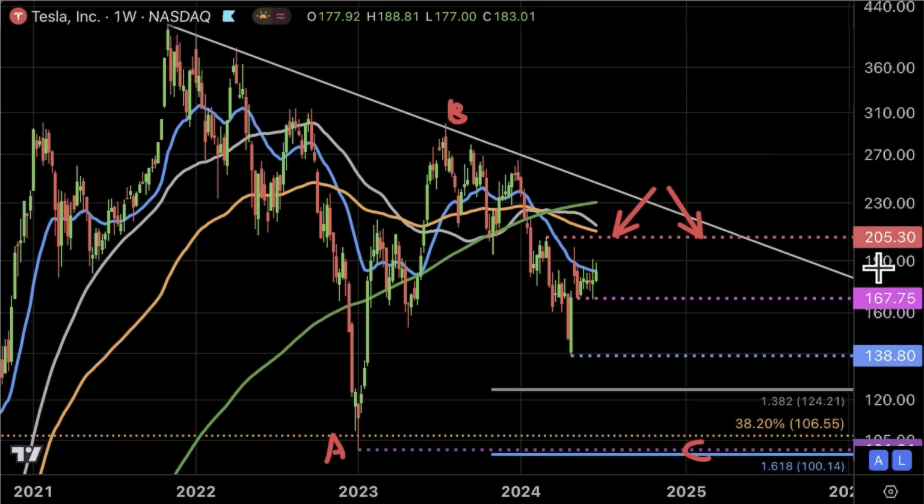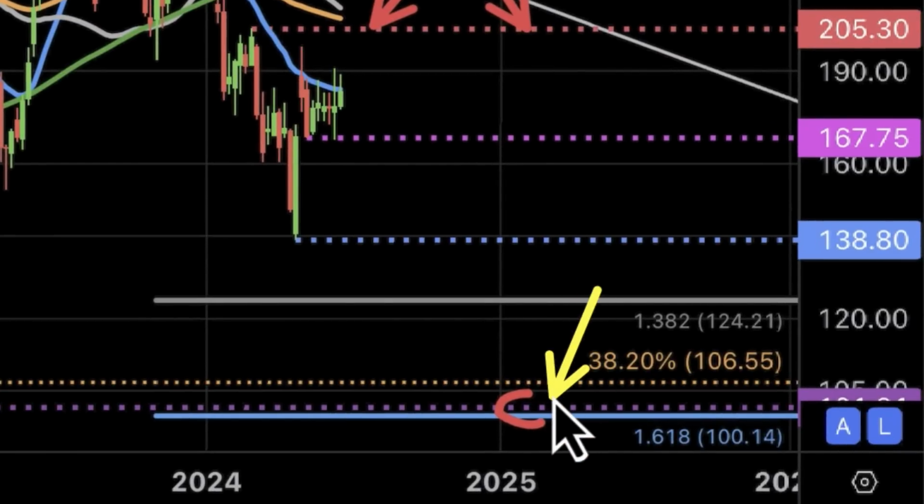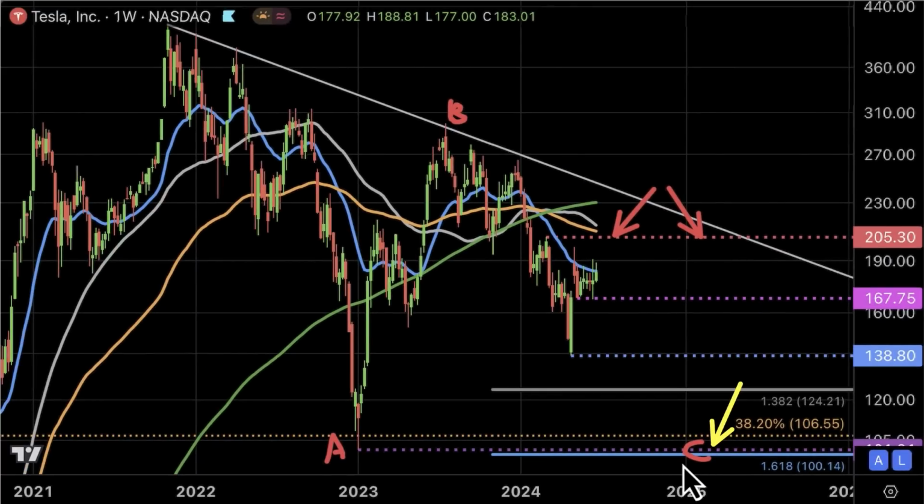Now, if you take my words in context, I did not say that Tesla stock was going to go down and make new lows anytime soon. In fact, as you can see from the screenshot, I was looking for a move lower for a C wave by the end of this year or in 2025. Notice where I put the C wave here. So I was looking for a C wave down at the start of 2025, or at the very least, perhaps by the end of this year.